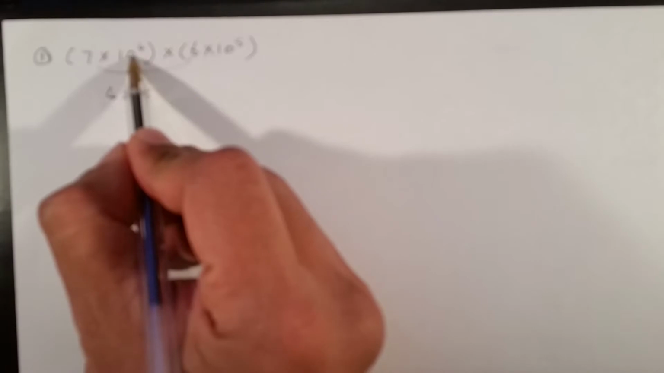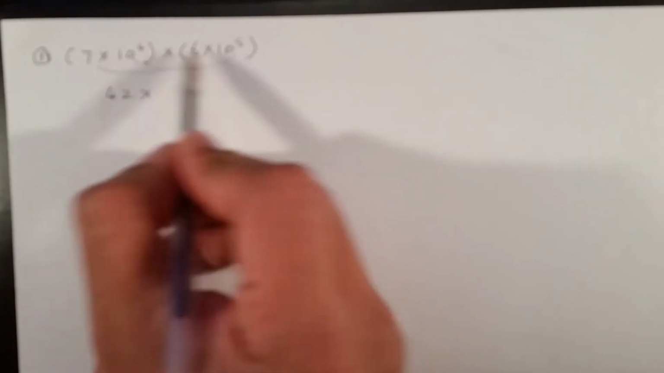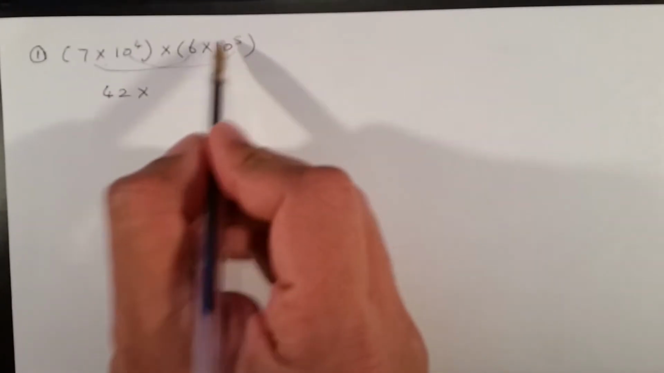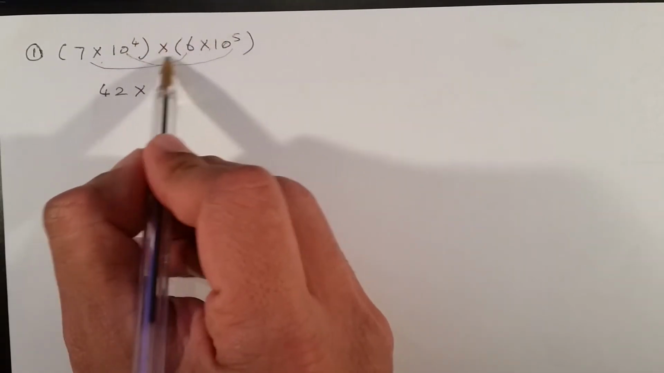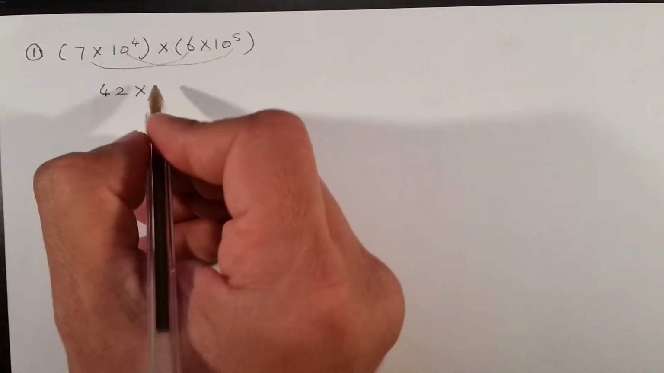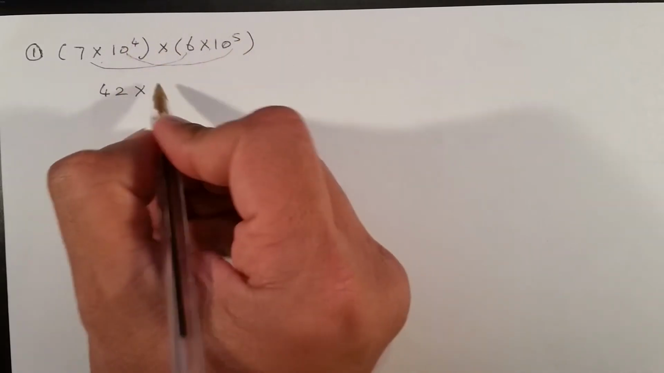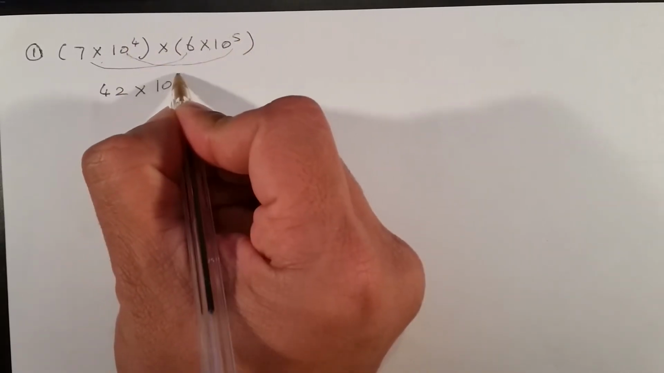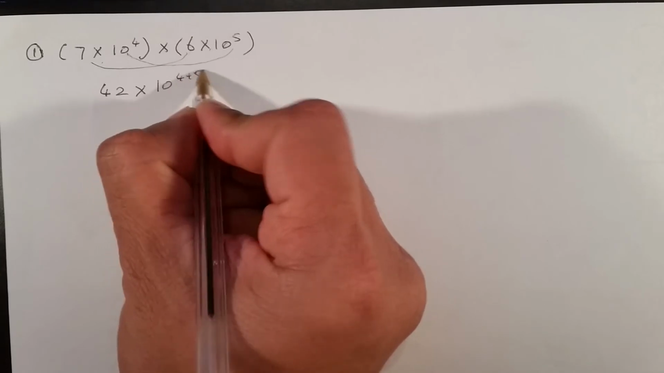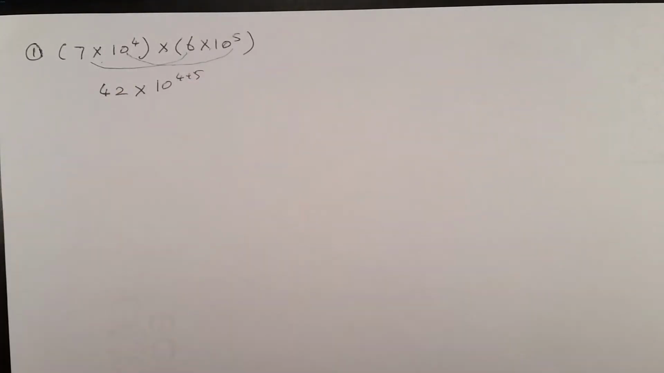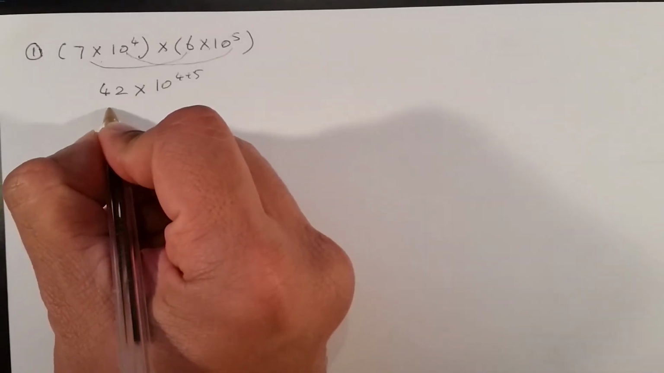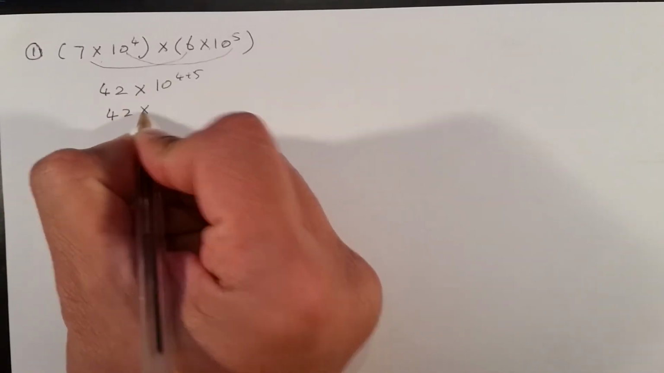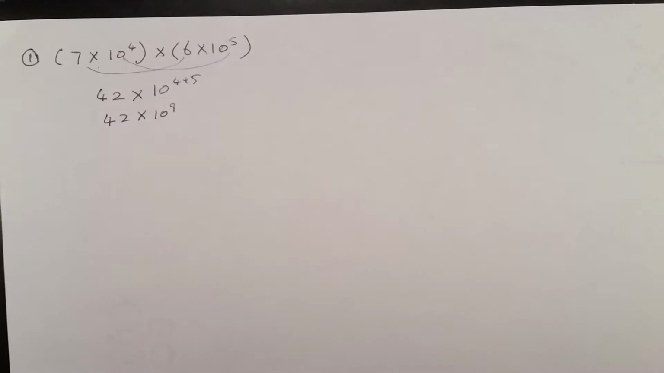And for these two, if they are the same base, add the powers. I repeat, the bases are the same, 10 and 10, add the powers if there's a times. So 10 to the power of 4 plus 5. I'm just writing an extra step to make things clear for you guys. So the answer is 42 times 10 to the power of 9.